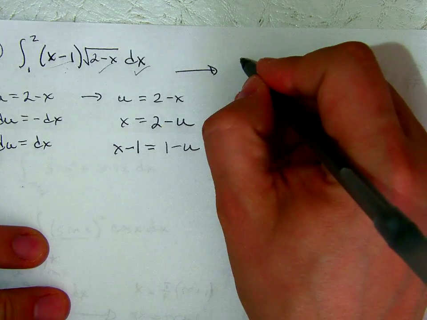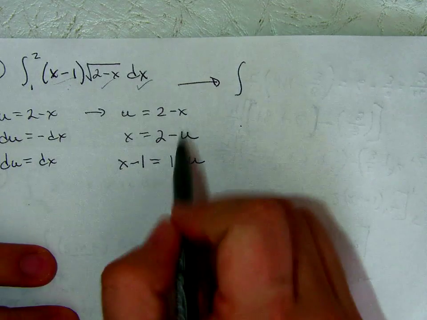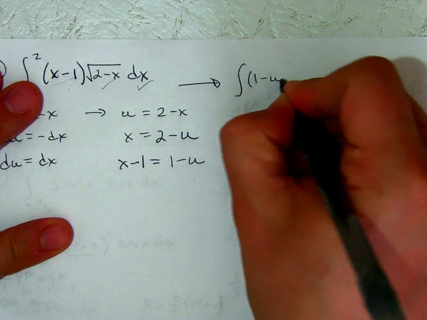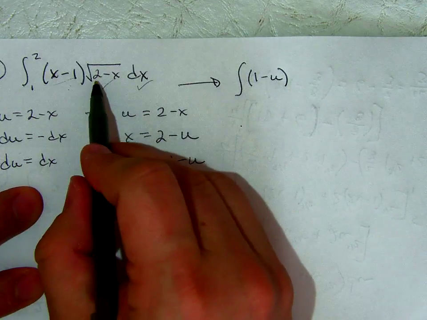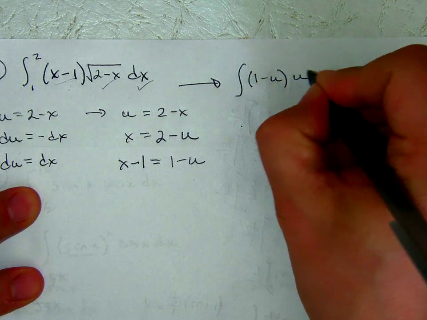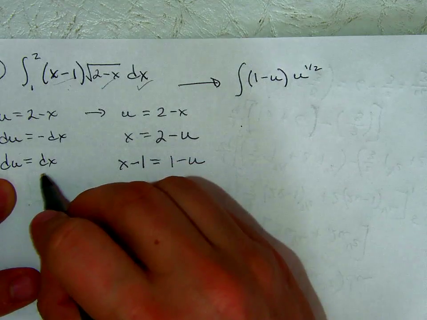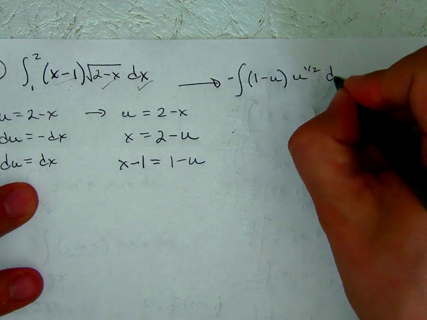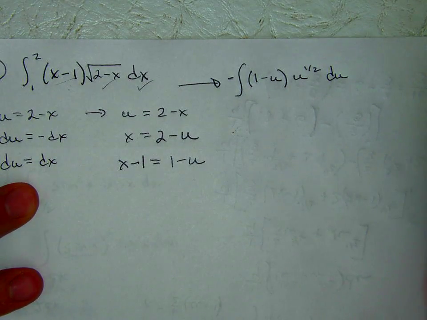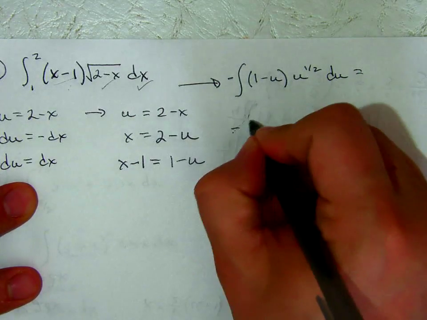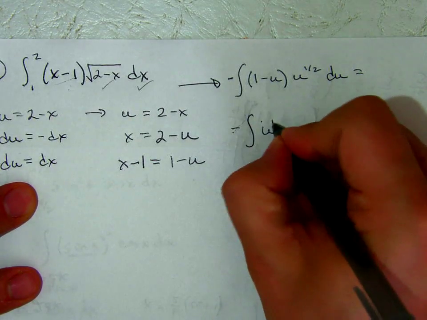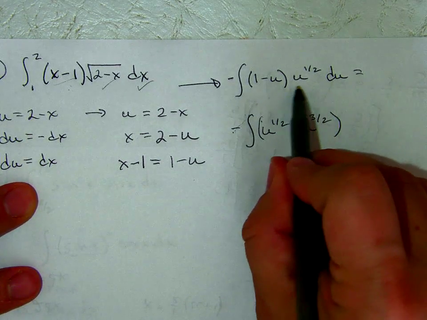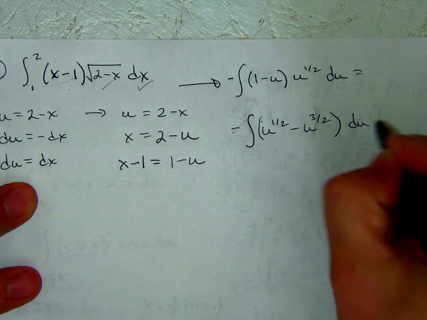So what happens now? I can go and replace everything in my original integral with stuff about u. x minus 1, well, that's 1 minus u. So I've got the integral of 1 minus u times square root of 2 minus x. That's just the square root of u, or u to the 1/2. And then dx is just negative du. And I'm going to put the negative out here just because it's going to make things easier, and du. Okay, so that means that I've got the negative integral of u to the 1/2 minus u to the 3/2. All I'm doing is distributing the u to the 1/2 over 1 minus u times du.